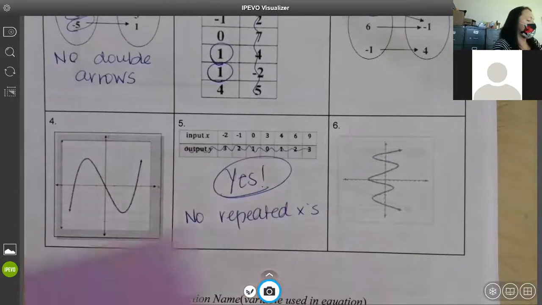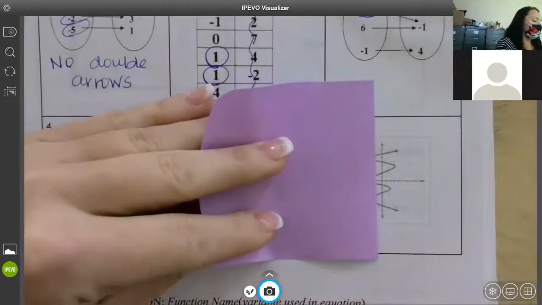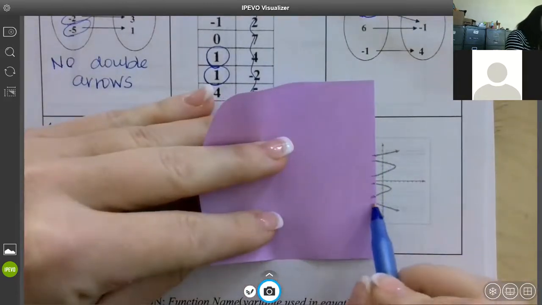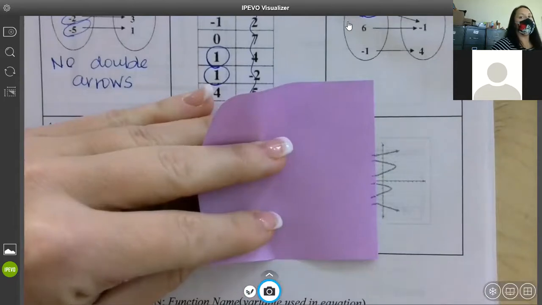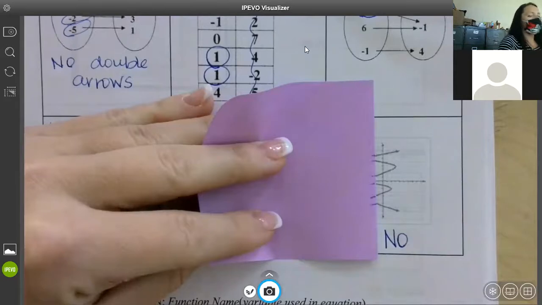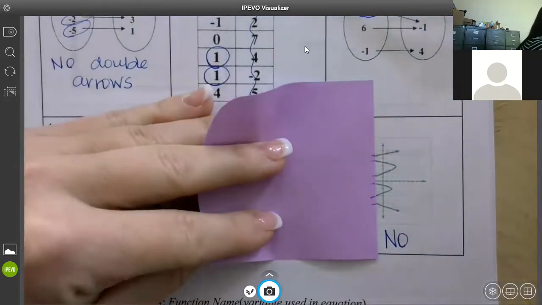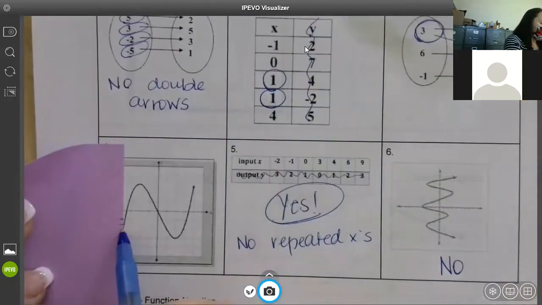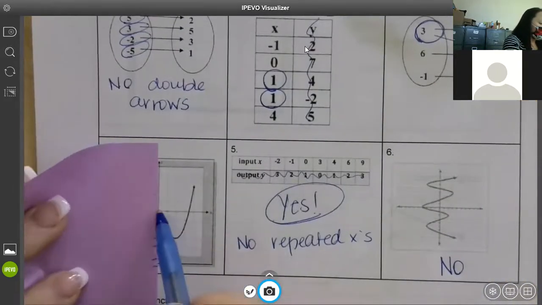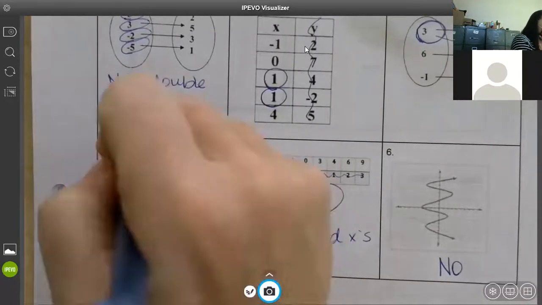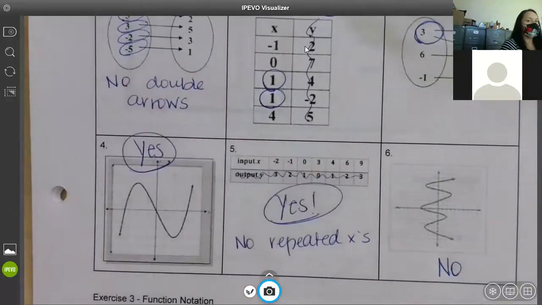Let me explain what a not function looks like. When I put my Post-it note over here, it touches right here, right here, right here, right here, right here. That's too many. So this one is not a function because it touches too many. Okay. This one over here, it only touches the graph right here. It only touches here. So no matter where I move this Post-it note, it's only touching one point. So this one is a function.